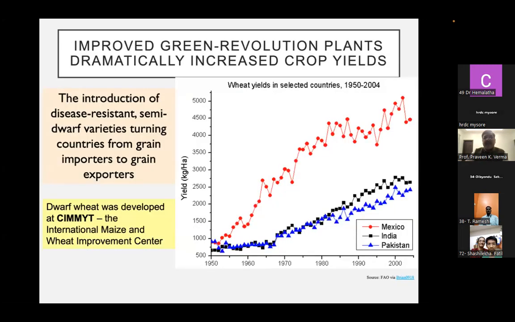In the first green revolution, if you see this graph, these are the data of India and Pakistan, because at that time the green revolution started in both places. Here you can see that the yield per kg per hectare was very, very low. However, the Mexican wheat was very high yielding.